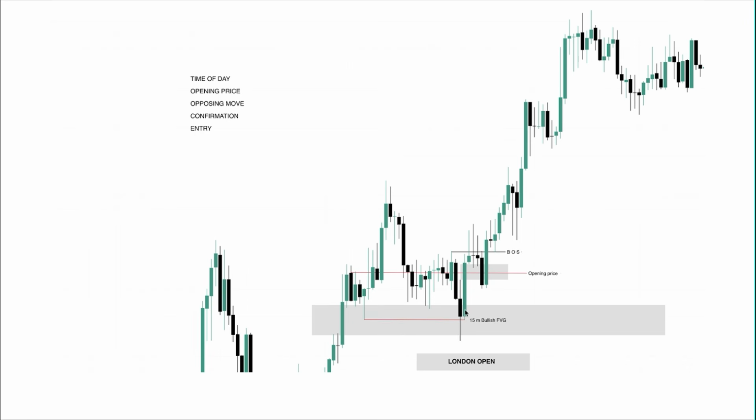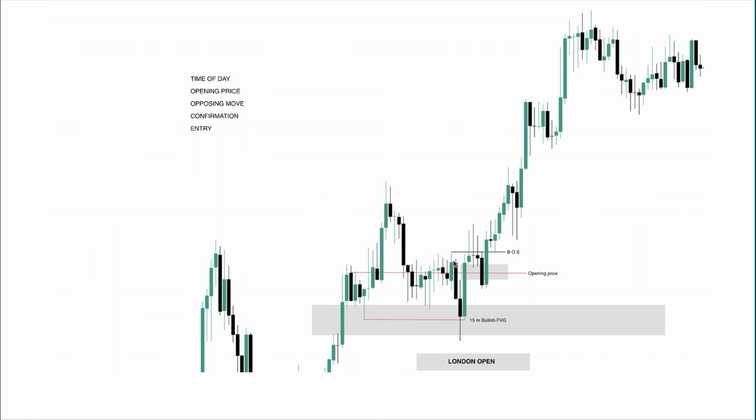And what do you see? Price trades into that, breaks structure here after trading into that key PD array. And within that break of structure leg, we have that fair value gap forming as price breaks structure higher. And what do we see? We see price retrade into that fair value gap and then deliver on the buy side.